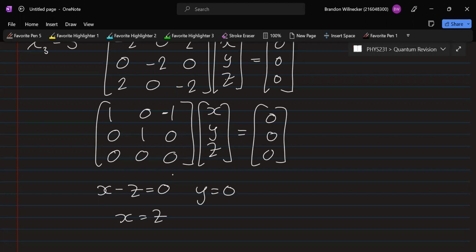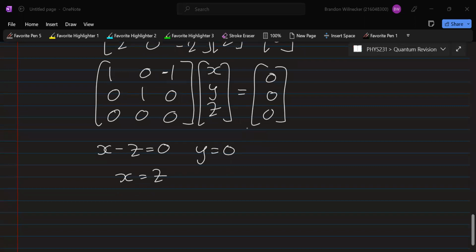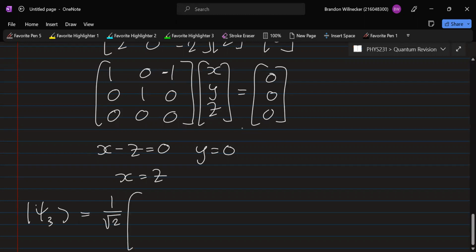So similar to what we had in the first case, either x or z is going to be a free variable, but again, not entirely free because we want a normalized state vector. So if we choose x to be 1, then z would automatically be 1. And we need to multiply our state vector by 1 over root 2, just so that it's normalized. So we have our state vector psi3 is equal to 1 over root 2 for normalizing. X is 1, y is 0, z is 1.